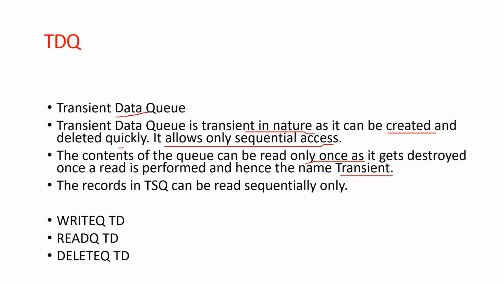The records in a TDQ can be read sequentially only. We have WRITEQ TD, which is used to write to the transient data queue, and they are available to retain in a file. Next one is READQ TD, which is used to read the transient data queue, and the last one is DELETEQ TD, which is used to delete the transient data queue.